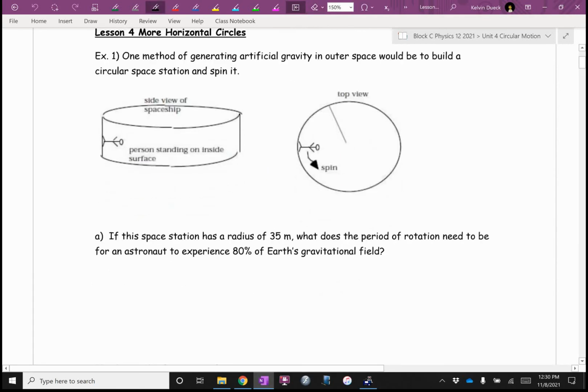Part A says this: if this space station has a radius of 35 meters, what does the period of rotation need to be for an astronaut to experience 80% of Earth's gravitational field? Kiana, what does this want me to find? What symbol is the period?